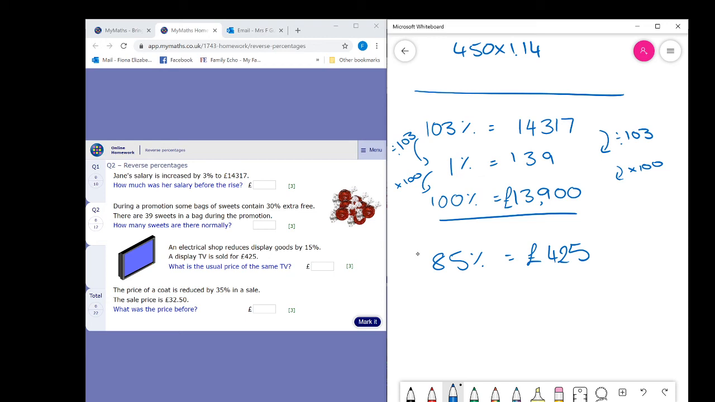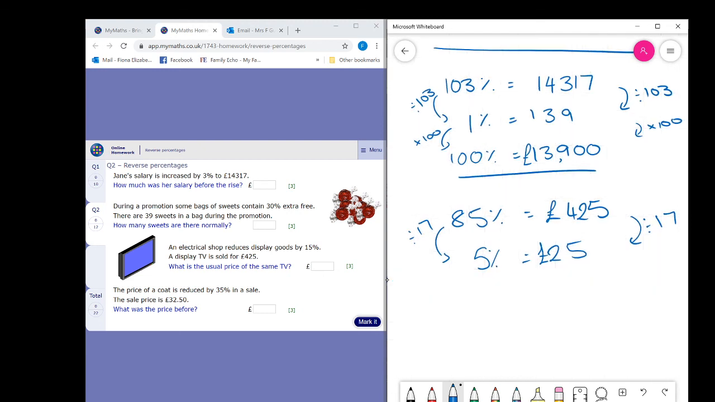I could take it down to 1%, or I could take it down to 5%. I'm going to take it down to 5% just to show you can. So to turn 85 into 5, I divide by 17. So I'm going to divide the 425 by 17, which gives me 25. So if 5% is 25, I've just got to turn it into 100%, which is times by 20, which is 500.